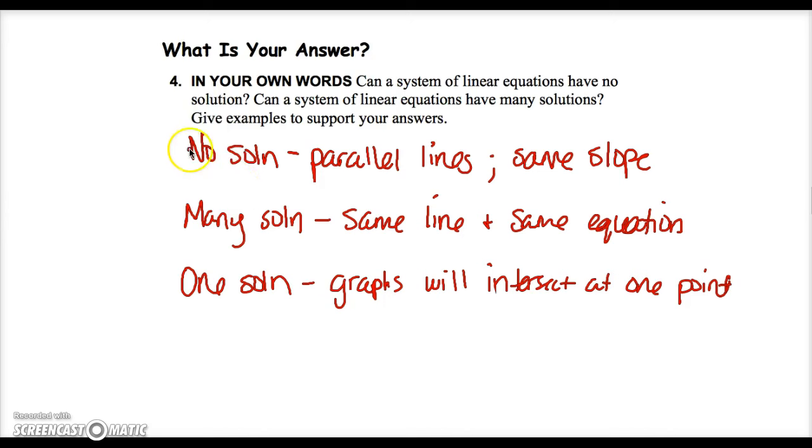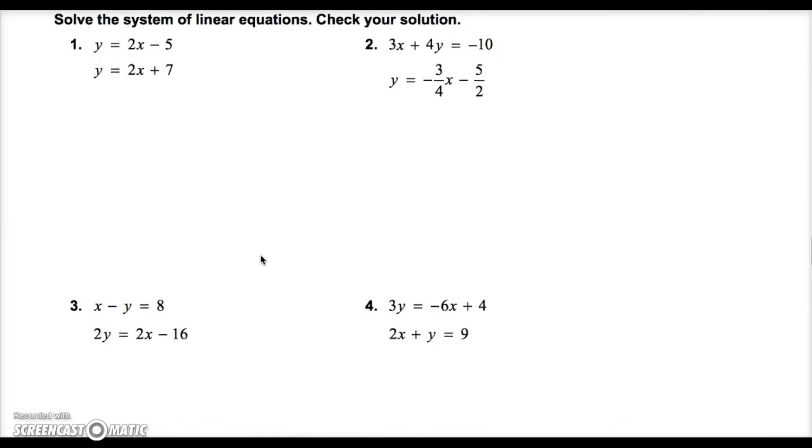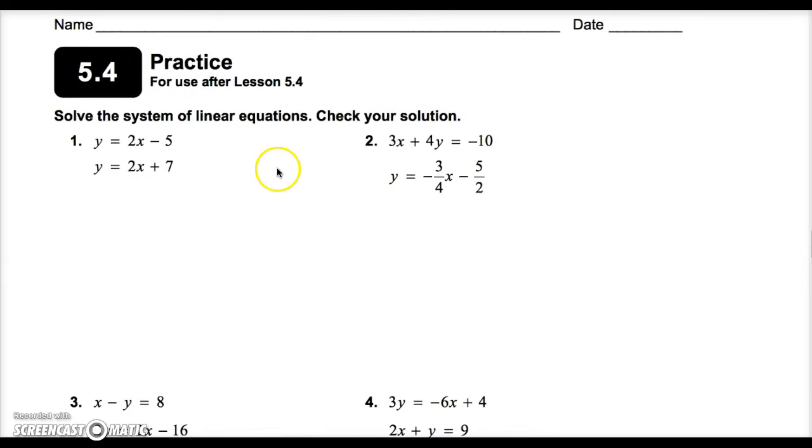Okay, so really any system can have one of 3 answers. It can have no solution if they're parallel lines. It can have many solutions if it's the same line, and one solution if those 2 lines intersect at only one point. Okay, so now what you're going to do is you're going to flip over to the next page, page 116, and you are going to complete these 5 problems. Basically answering, is there one solution, no solution, or many solutions?